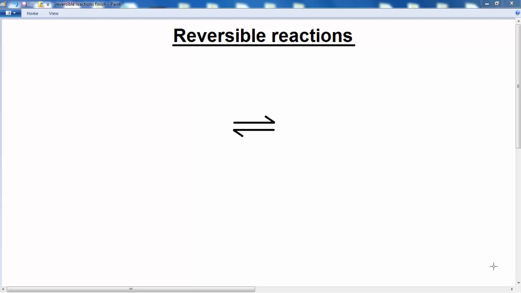In this lesson we're going to look at reversible reactions. Now the sign staring you in the face at the moment is the sign used to depict a reaction that is reversible. And a reaction that is reversible is one which can go in either direction.